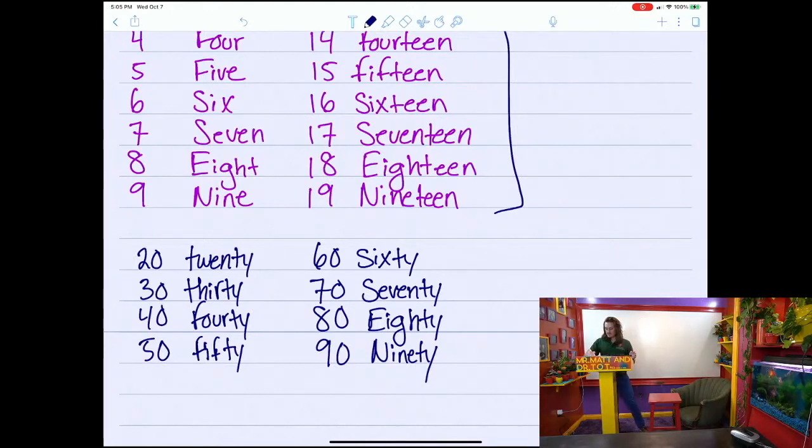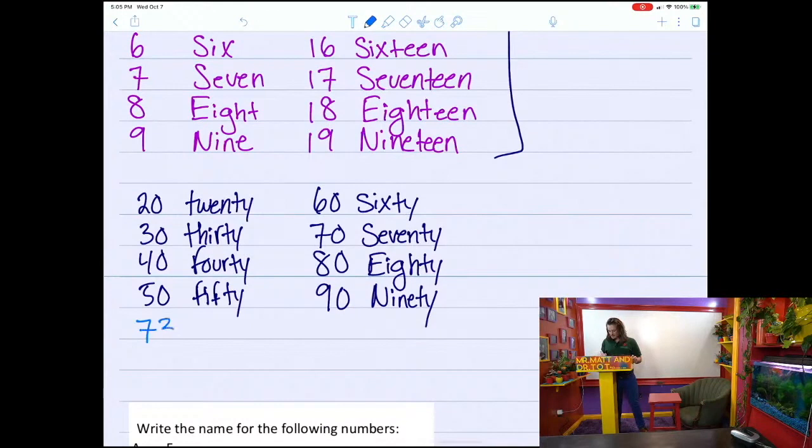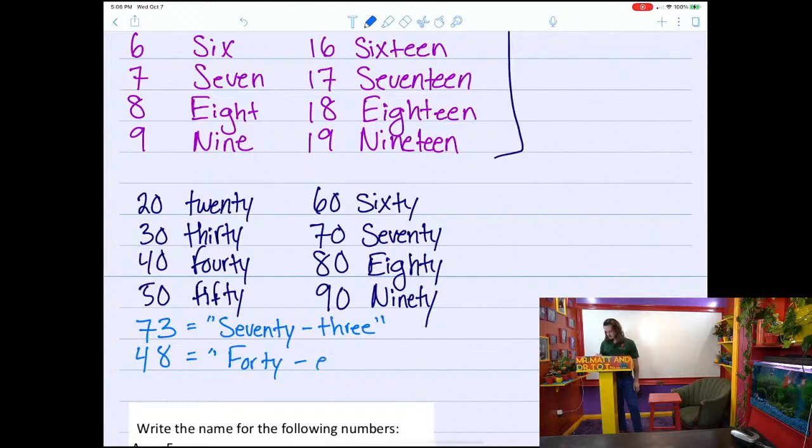So for example, if we had the number 73 written out, we start with the multiple of 10, which is 70, place a hyphen, then write the ones digit of 3. So 73 written out is 70 hyphen 3. Same thing, 48. Start with the multiple of 10, 40. Hyphenate, do the ones digit, which is 8. Now this is going to work even when we get very, very large numbers.